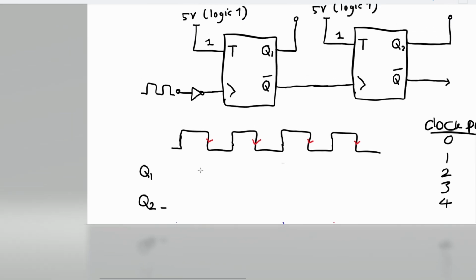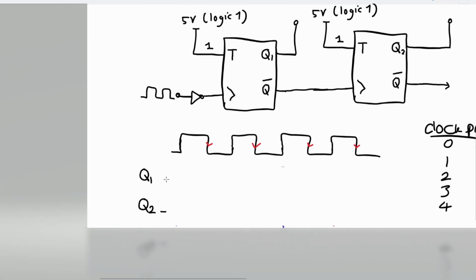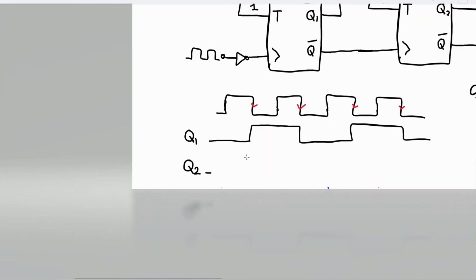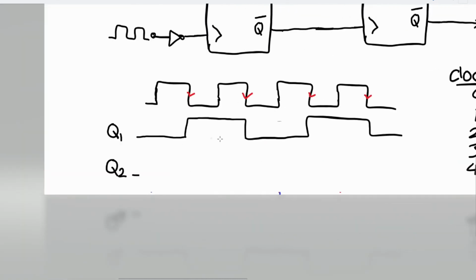So let's mark up what this circuit is going to do. On Q1, let's say they're both starting at 0. Q1 is going to toggle on the falling edge on this one, and this one, and this one. Q2 is going to toggle on all the falling edges of Q1, and this is because Q bar 1 is going to look like this. It's going to be the opposite of Q1.